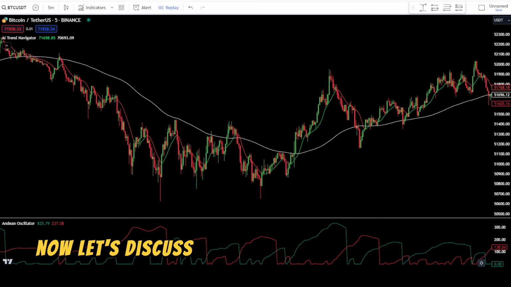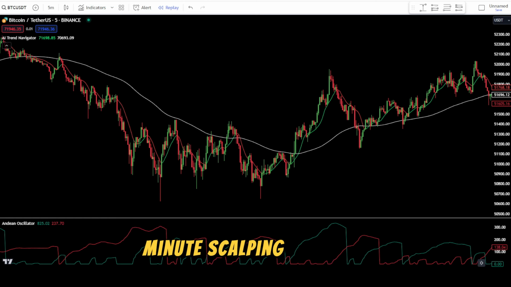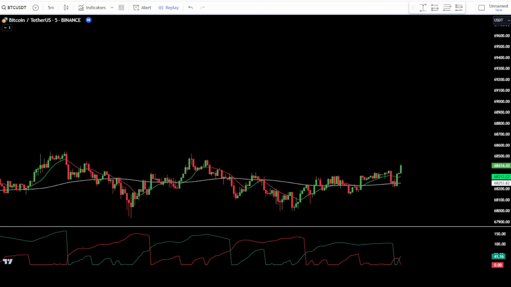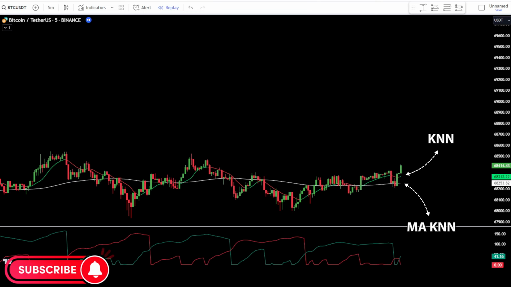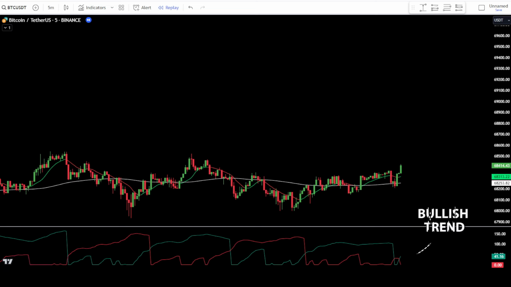Now, let's discuss how you can trade using this 5-minute scalping strategy. How to place a buy entry. 1. If the KNN line is above the MAKNN line, it signals a bullish trend. 2. Next, wait until the Andean Oscillator indicator also shows a bullish trend, meaning that the bullish component line has crossed or is above the bearish component line.